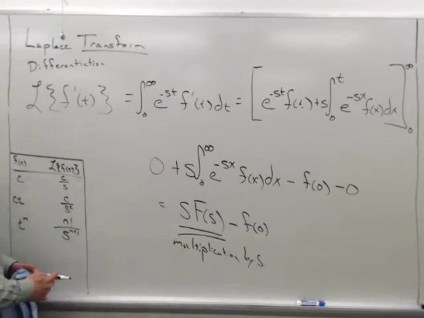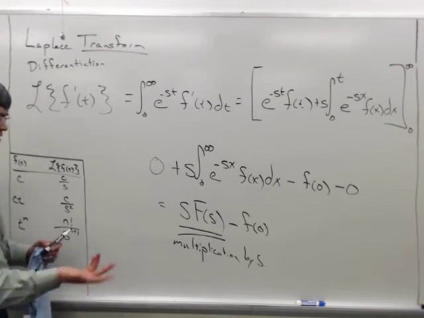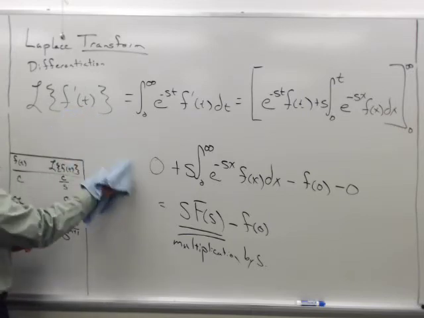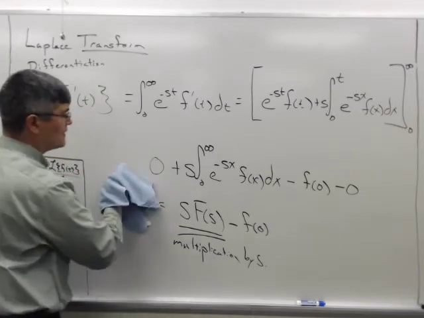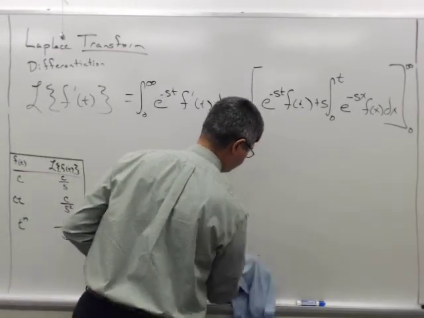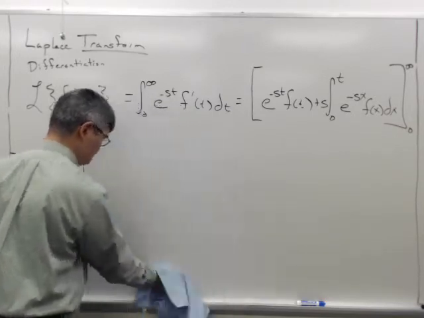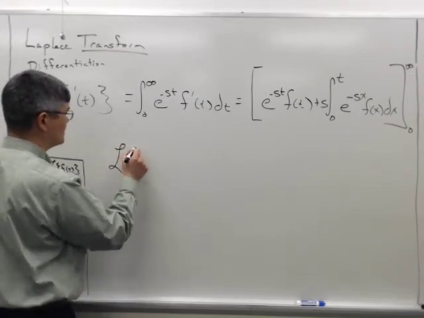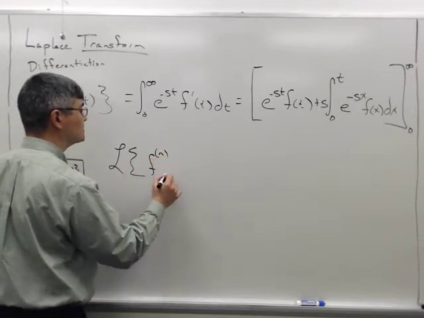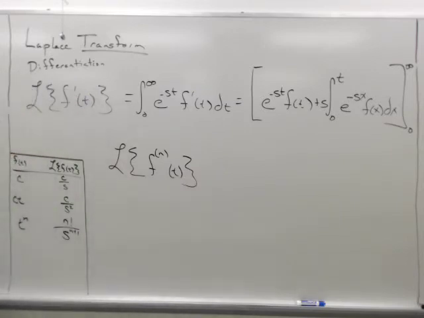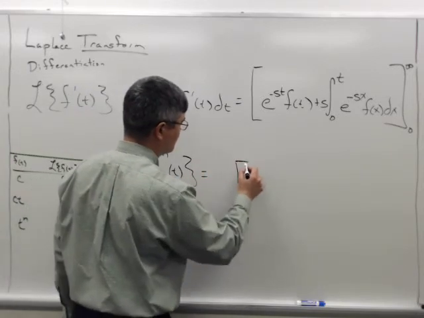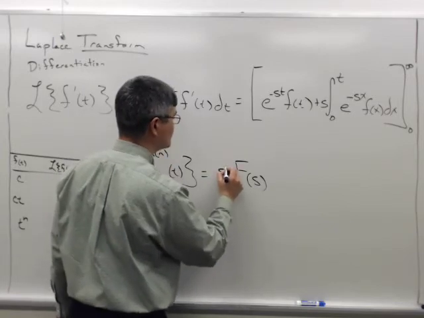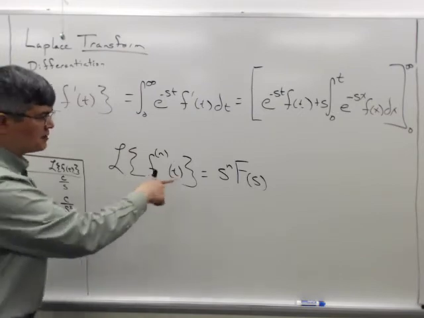And in general, there's a more general form for a higher order derivative, so I'll just write that down. You can do successive transformations if you want to, but here's the first derivative case. Here's the nth order derivative. If I take the Laplace transform of the nth derivative of a function, what I will get is that function's Laplace transform multiplied by s to the n. Basically, you get a polynomial in s.